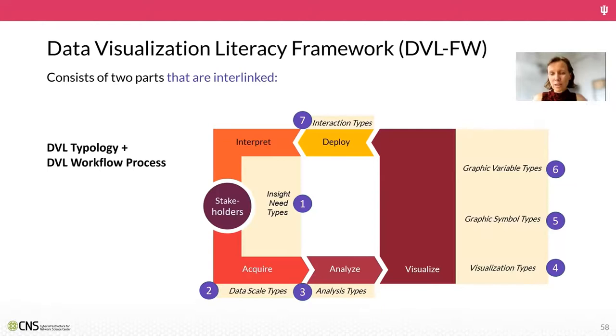Then you have data scale types here. Then you analyze that data. There are different analysis types. You visualize the data. There are different visualization types that come with different graphic symbol types and different graphic variable types. And then you deploy your visualization. And again, there are different interactivity types. And then ultimately you interpret your visualizations. You might realize that one year is missing or there's some erroneous data in there, or you get really interested to zoom into an area. And so you need to get more data for that high resolution inset, so to say.